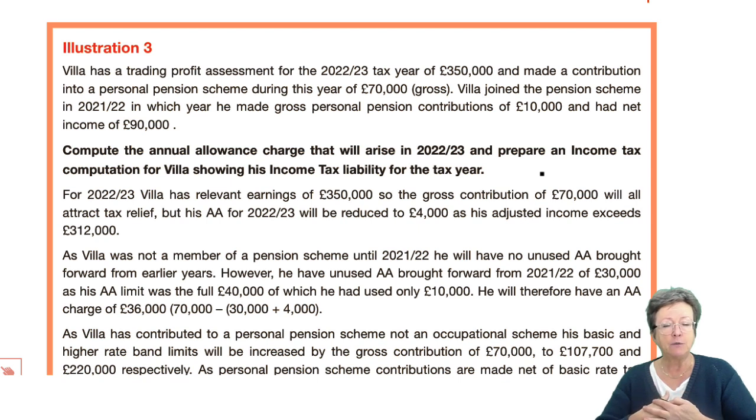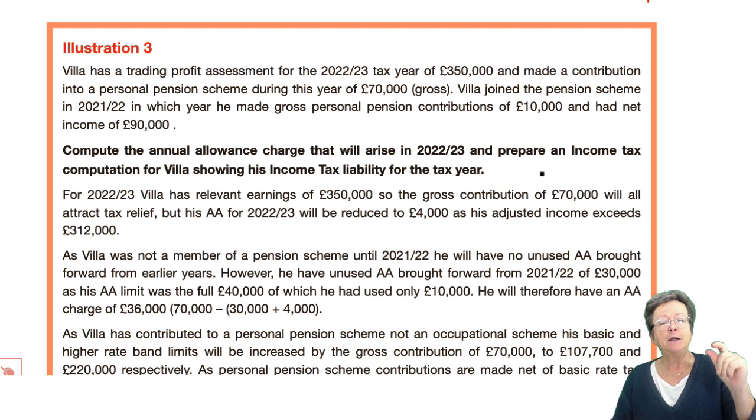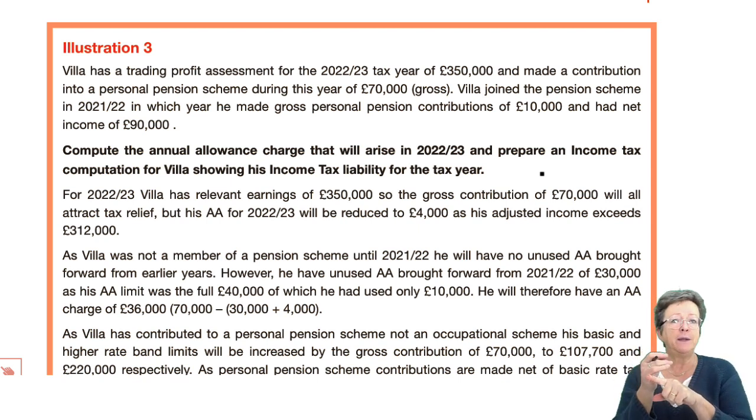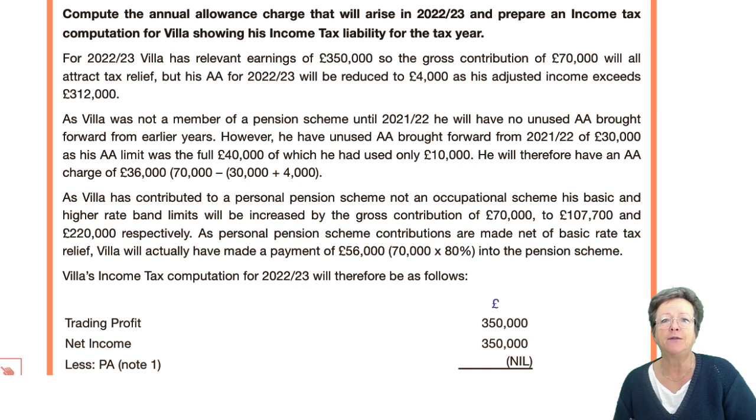Now, the annual allowance charge could come up as part of a question where you've got to work it out, but then it wouldn't be that you've got to show it in the income tax liability computation. Alternatively, they may give you the annual allowance charge and expect you to put it into the income tax liability computation so that you know where to put it. So you need to be able to work out what it is and where to put it, but you're never going to get one that comes all together in the same question. Okay, there's too many other major topics that they need to examine.